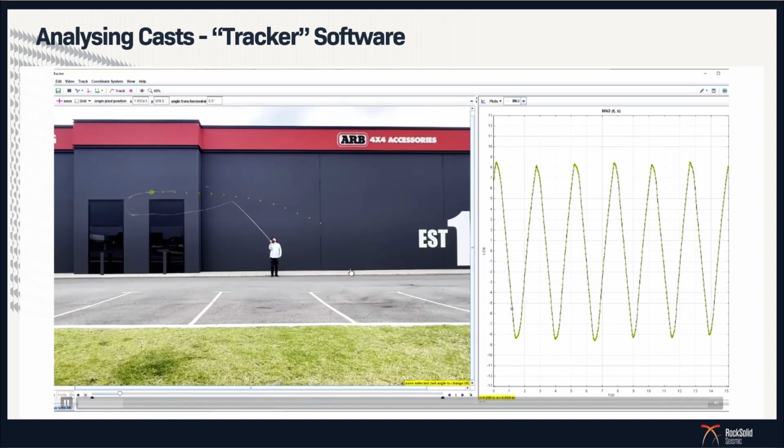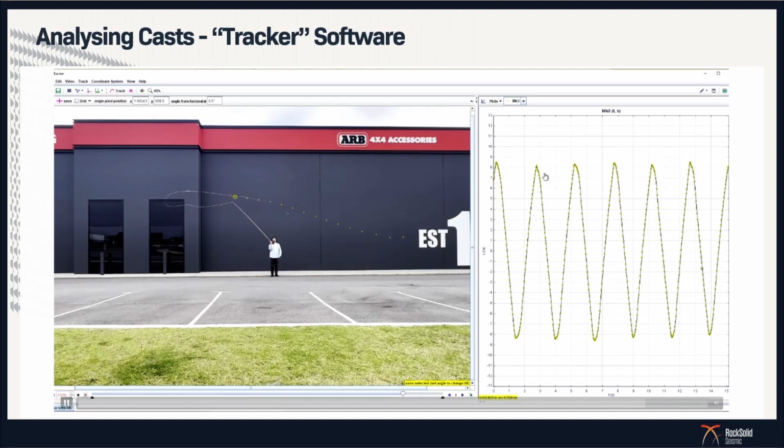So I use a program called Tracker to do some physics analysis of my casting. And you can see here that this looks like a typical wave pattern, where we go to the left of the screen, to the right, to the left, to the right, and it has a period of about 1.5 seconds between each cast. Let me just check that. Yeah, roughly 1.5 seconds between leaving here, going over here, and then coming back to here. And that's the same as the period of my rod tip movements. The longer I pause, the further it goes.